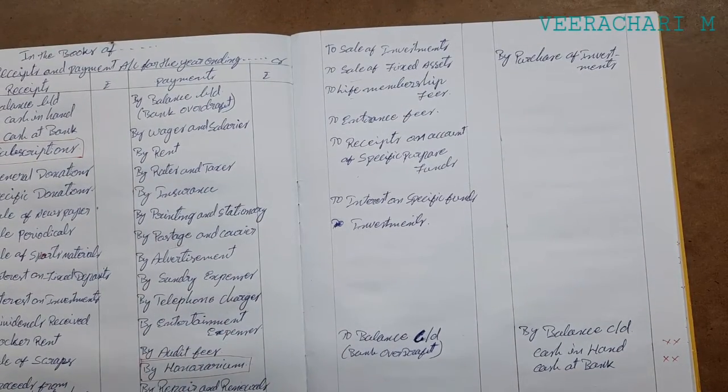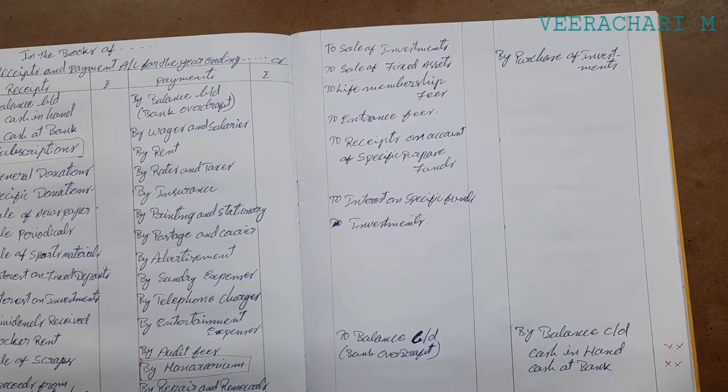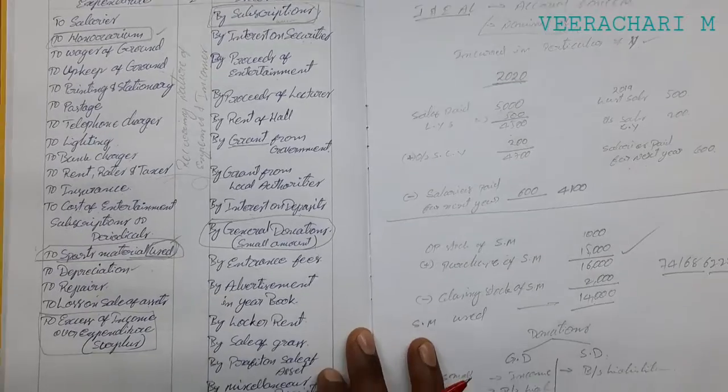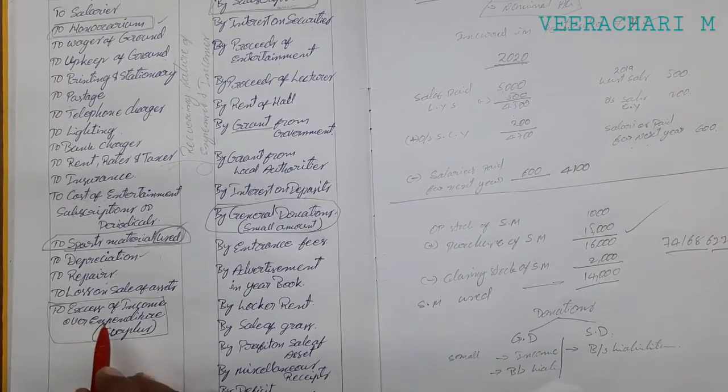And if you come to the income and expenditure account, the balance of the income and expenditure account is here called surplus.